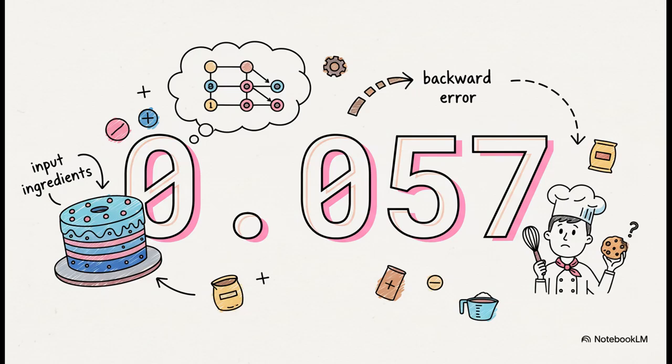And now for the big reveal. We just multiply those 3 sensitivities together, and we get 0.057. That's it. That one number is the blame. It's the total sensitivity of the error with respect to that second weight. We now know exactly how much that knob contributed to the mistake.